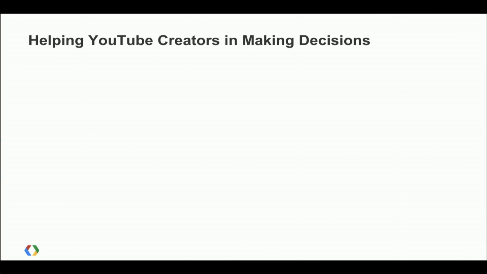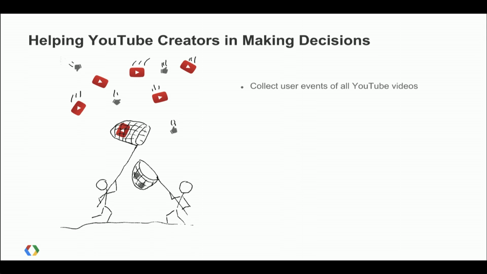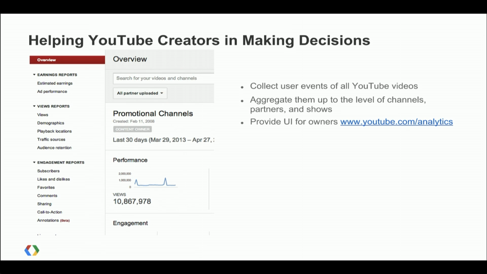We at YouTube Analytics, we want to support these YouTube creators to make smart decisions for their content on YouTube so that they can track their performance, they can understand their audience better, and that they can know how their content is being consumed. For this, we catch every view and every like and many other user events on YouTube, and we attribute those to the right videos and sum this up to the level of YouTube channels and partners. We then take those reports and surface them to the owners through our user interface at youtube.com/analytics.